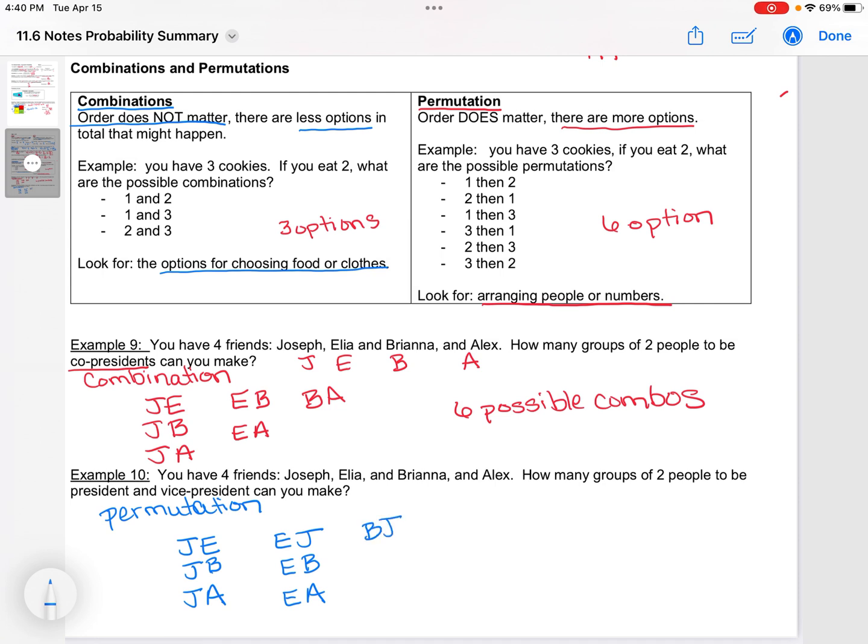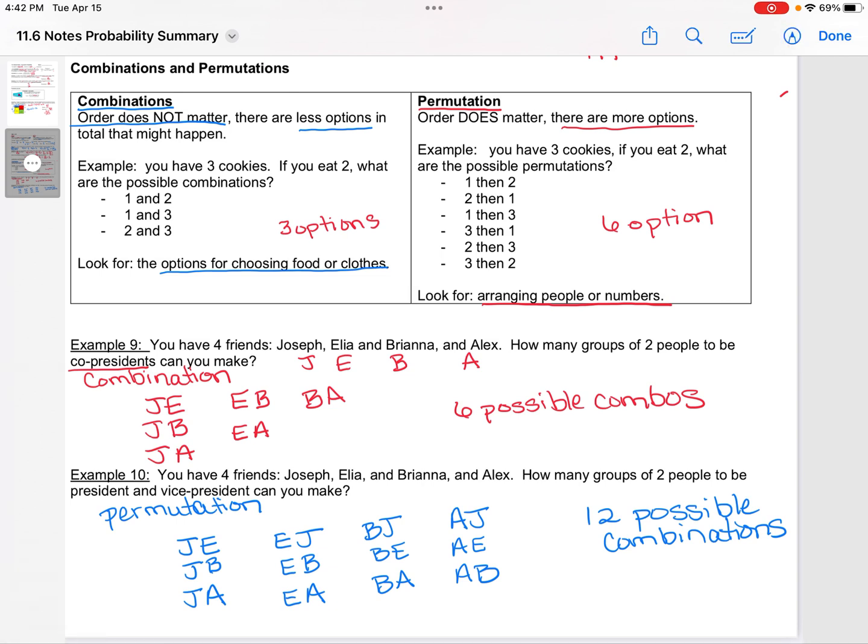If Brianna's president, we have those. And if Alex is president, we have those. So now we have 1, 2, 3, 4, 5, 6, 7, 8, 9, 10, 11, 12. So now we have 12 possible combinations, because it matters the order. So it seems like having the order mattering should make less combinations, but really it gives you more combinations. Because if the order doesn't matter, you have to take out some of the combinations because they're repeating. So hopefully that makes sense of probability.